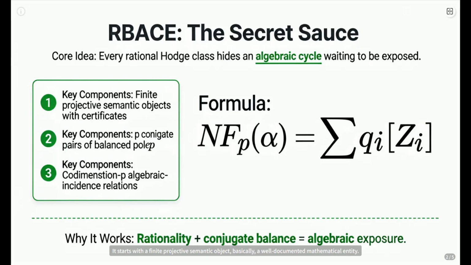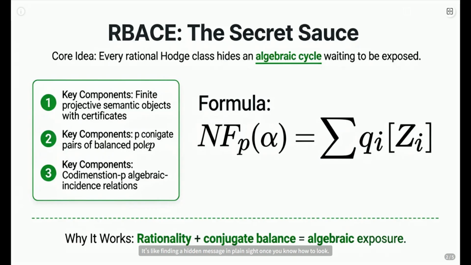It starts with a finite projective semantic object, basically, a well-documented mathematical entity. This object has p-pairs of balanced poles. Think of them as perfectly matched gears driving the geometry. The crucial bit, principle R6. It says if you have a rational provenance and these conjugate poles are balanced, then bam! An algebraic cycle must be lurking there, ready to be exposed.